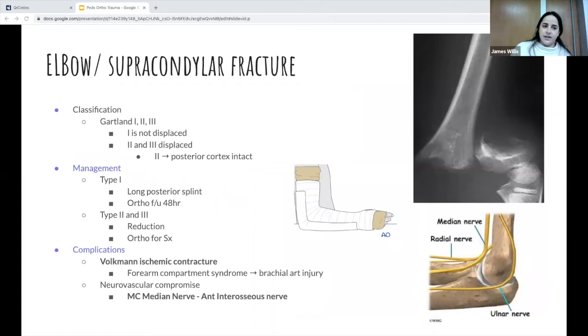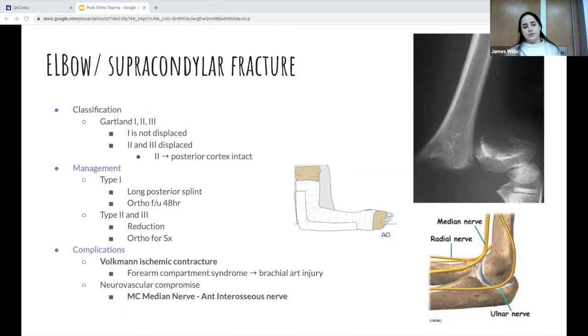These are classified by Gartland, type 1, 2, and 3. Type 1 is not displaced. 2 and 3 are displaced, but the 2 has an intact cortex. This one would be a 3. Type 1, you can just do a long posterior splint. You can also follow up with ortho in 48 hours. If you have a type 2 or type 3, these are true emergencies, because they can cause compartment syndrome. So they need reduction and ortho management.